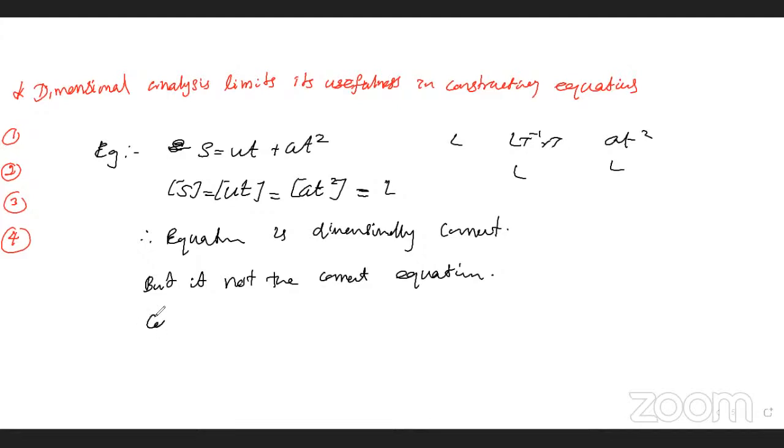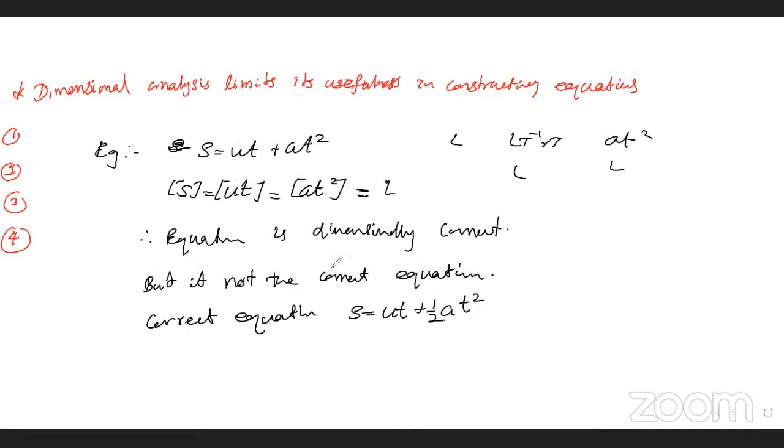So what is the correct one? There should be the number half there. That is s equals ut plus half at square. So the half will not be there in the wrong one. Both equations are dimensionally correct, but physically one is not correct.